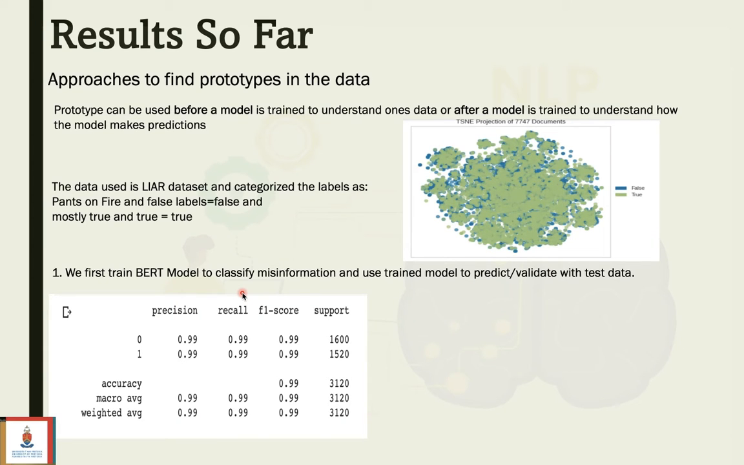These are the results which we have achieved so far. The dataset that we use is a LIAR dataset, and we categorize the pants on fire and false labels to be false, and mostly true and true labels to be true. We first trained a BERT model to classify the misinformation and used the trained model to predict or validate with the test data. And this is the output that we got. As expected, the BERT model did achieve well.